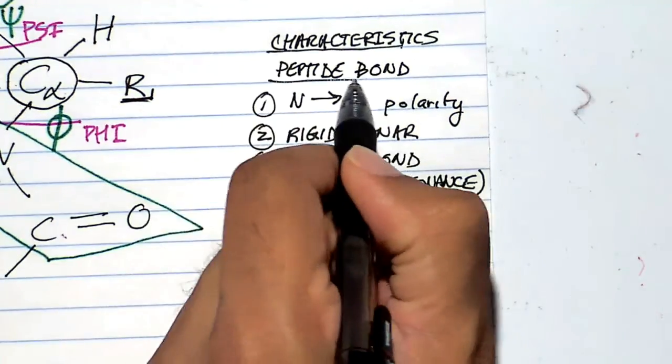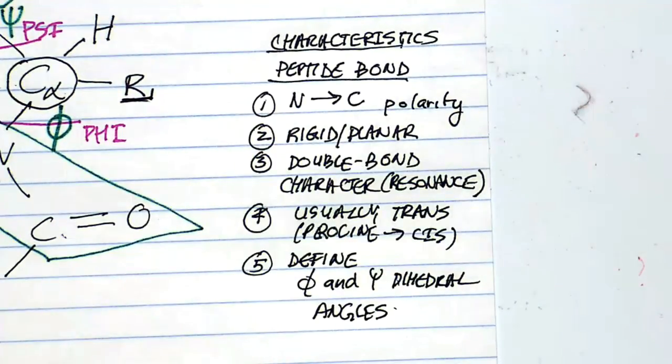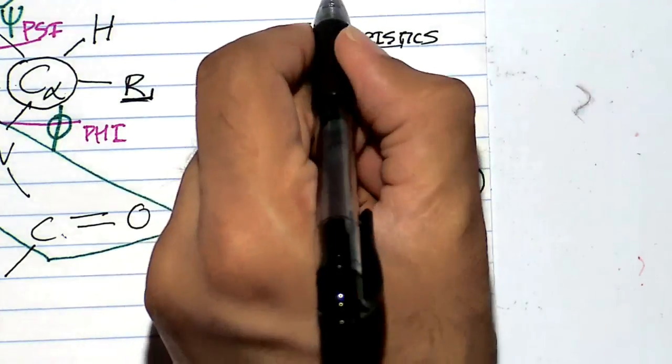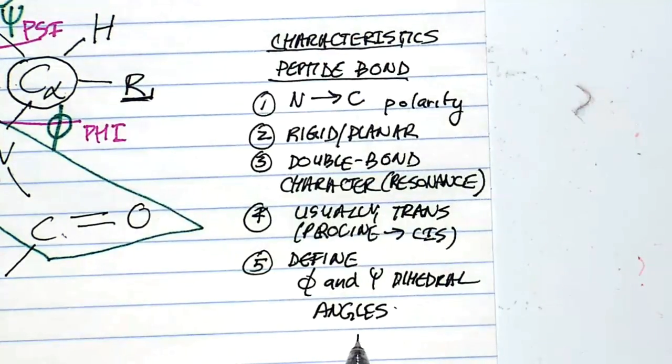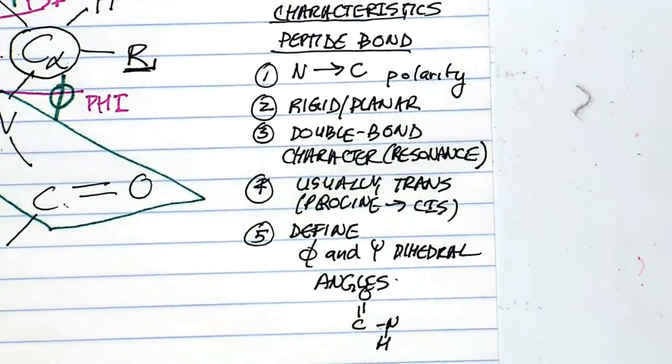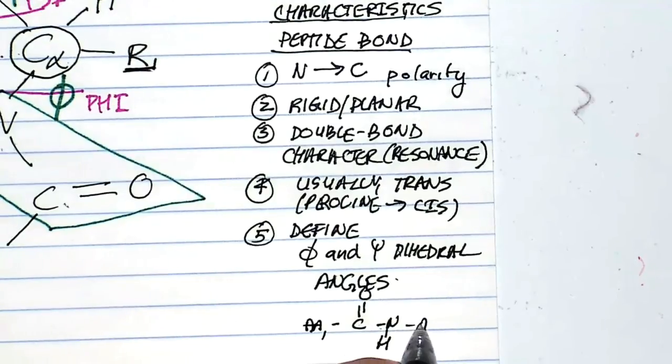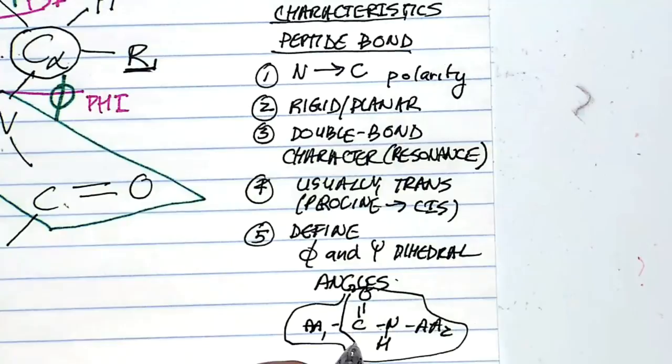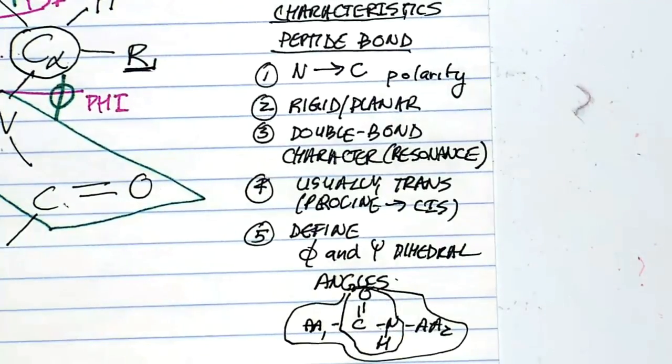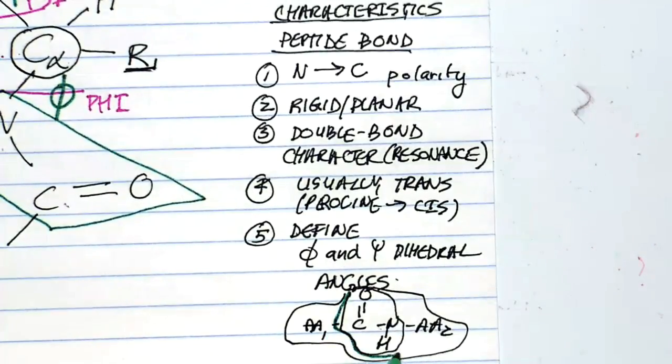So know these characteristics of the peptide bond, be able to draw the peptide bond. It's pretty easy to draw the peptide bond that joins two amino acids together. Amino acid one, amino acid two. And make sure you know some of these characteristics that make the peptide bond a very special type of bond, because it is the bond that holds proteins together.